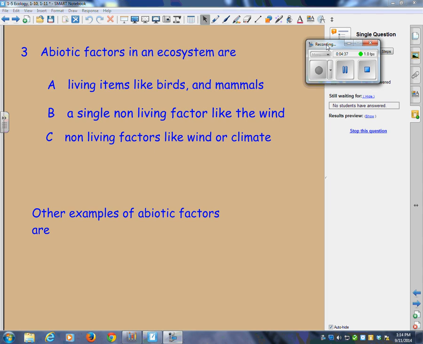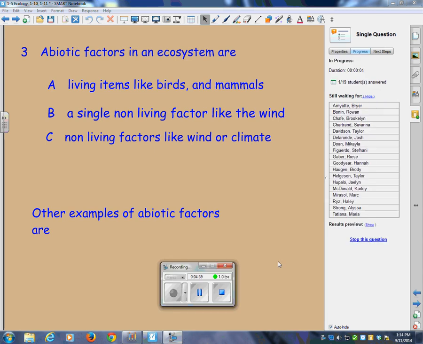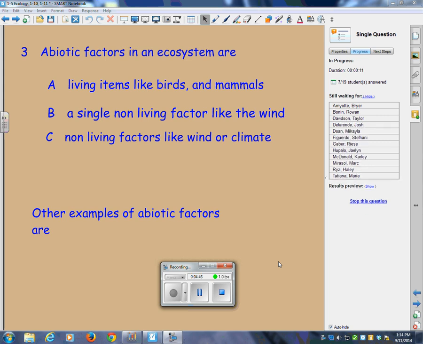Abiotic means living items like birds and mammals, a single non-living factor like the wind, non-living factors like wind or climate. I threw a little trick at you there. Abiotic factors in an ecosystem are living items, not a single non-living factor or non-living factors like wind or climate.